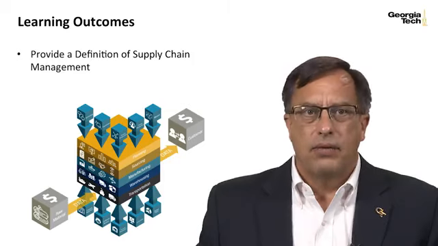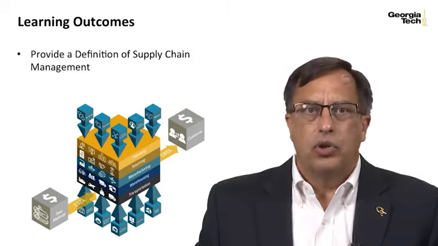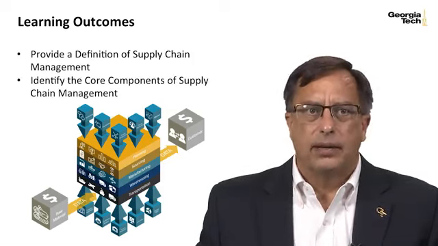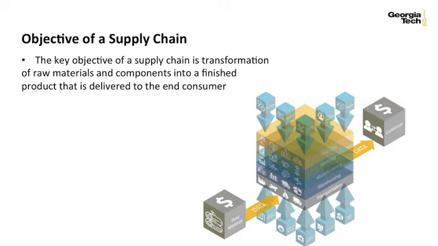Upon completion of this lesson, learners should be able to provide a definition of supply chain and identify the core components of supply chain. Let's begin by discussing the overall objective of the supply chain, which is the transformation of raw materials and components into a finished product that is delivered to the end customer or consumer.